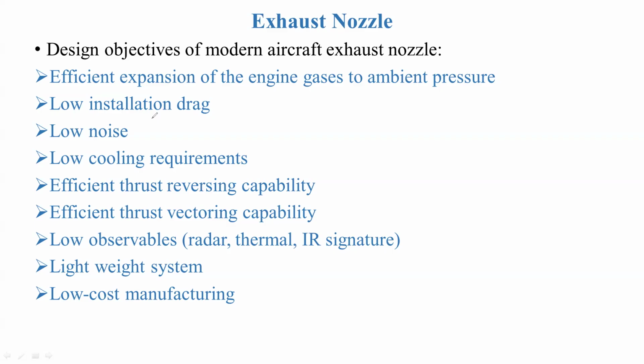Efficient thrust reversing capability. When we want to reverse the thrust, that means to decelerate the aircraft during landing, thrust reversing is required. So efficient thrust reversing capability is required. Efficient thrust vectoring is related with the aircraft direction change. So efficient thrust vectoring capability is another requirement.